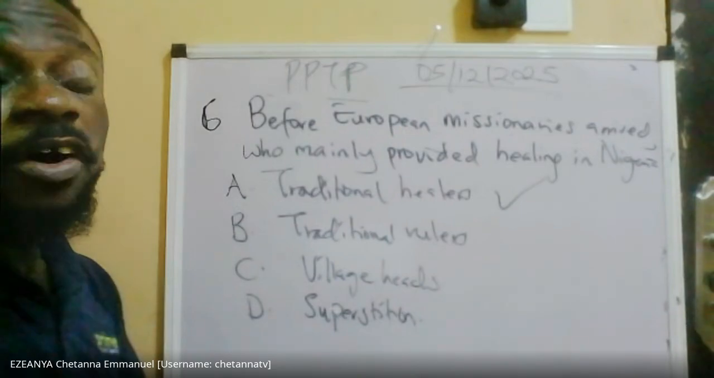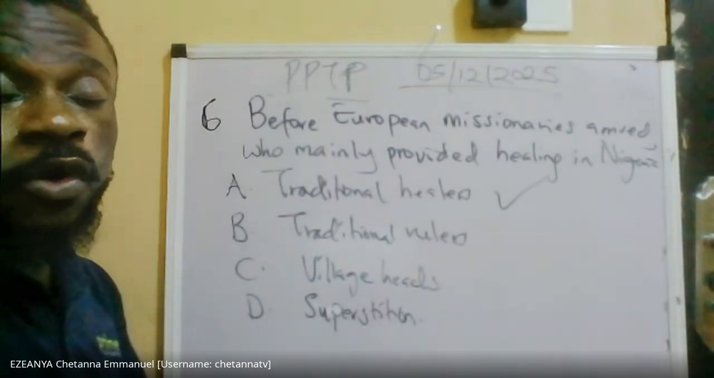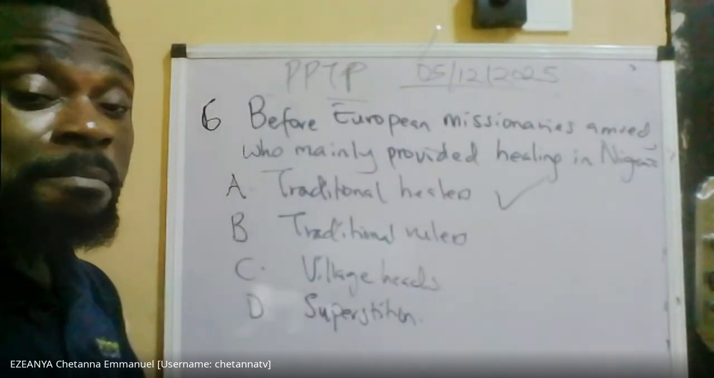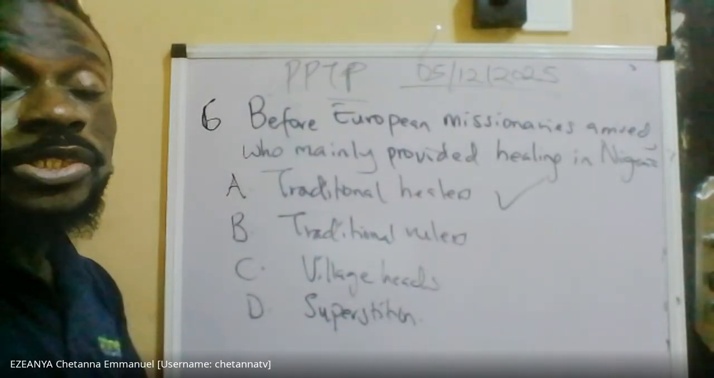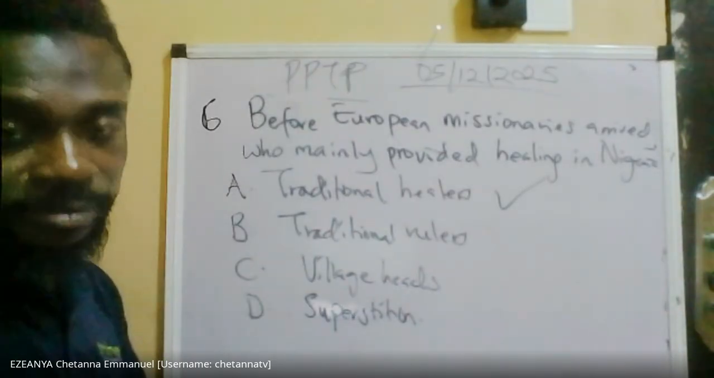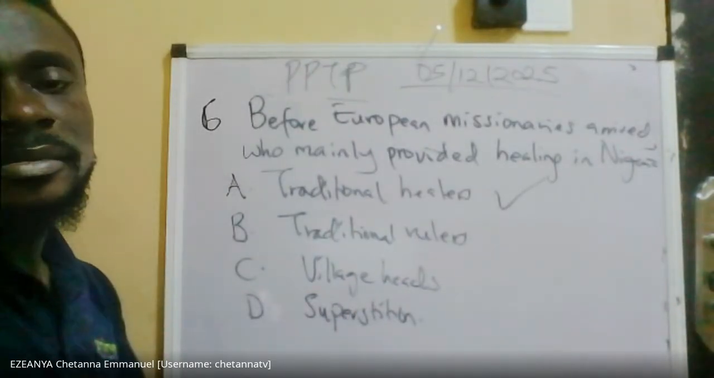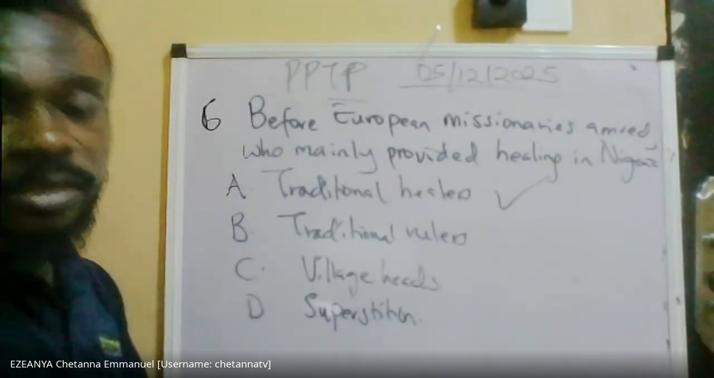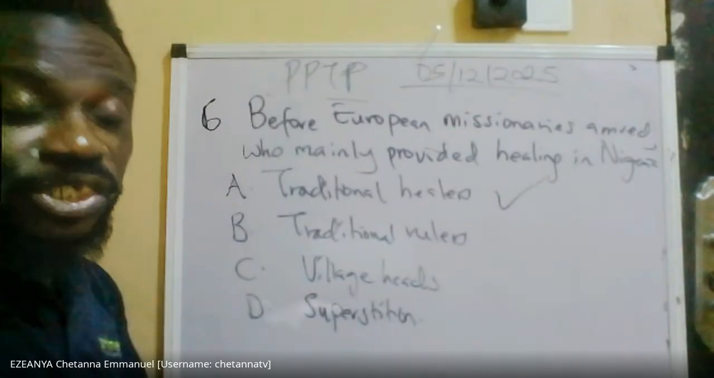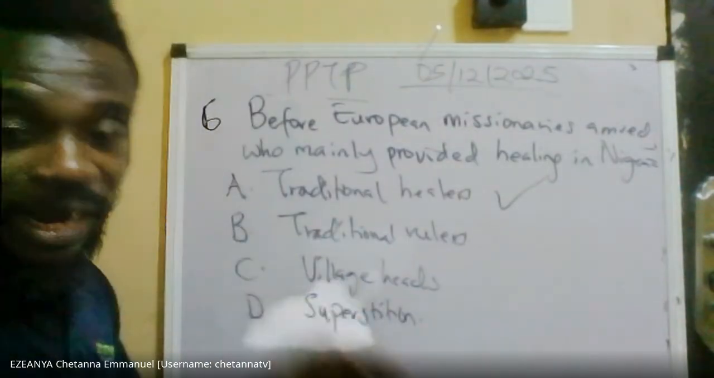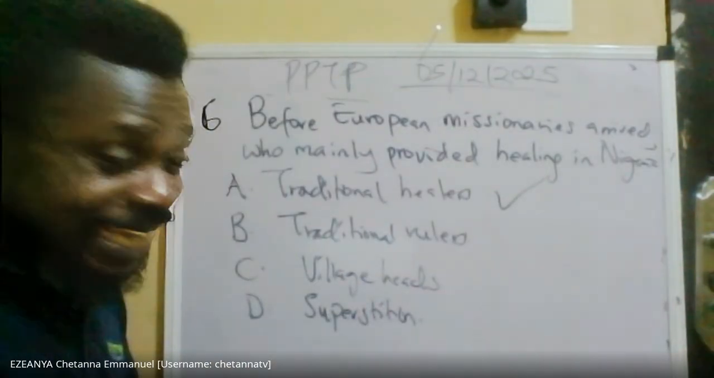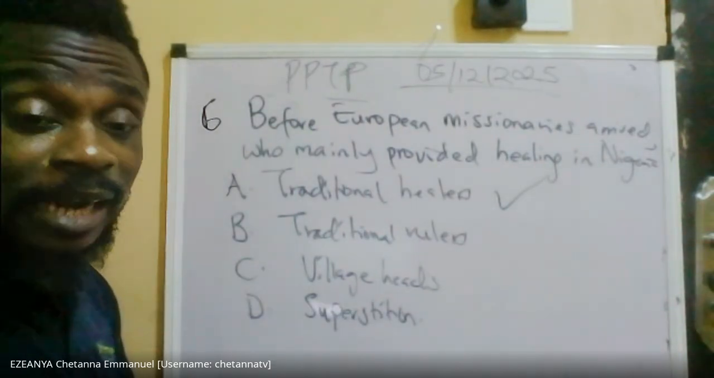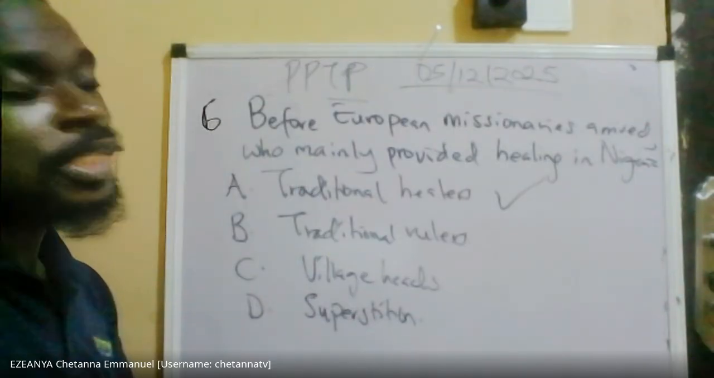So before our colonization, healthcare at that time was mainly provided by what? Traditional healers, herbalists, diviners, midwives. Those days, those people used indigenous knowledge about the nature around them, knowledge of plants, and mixed it up with rituals to be able to do what? Treat what? Illness.